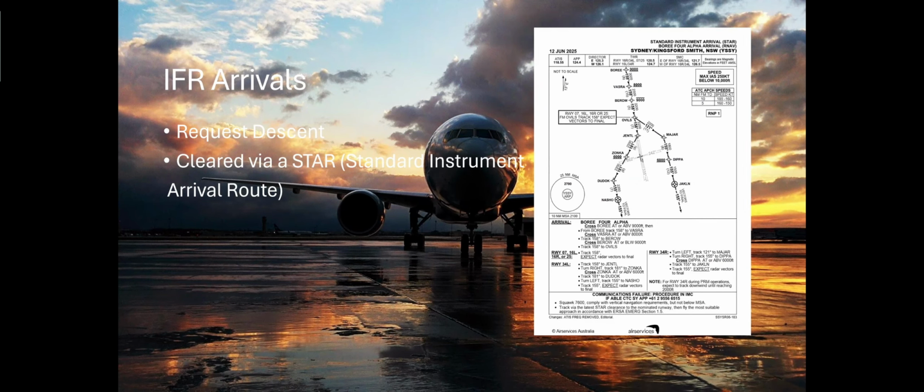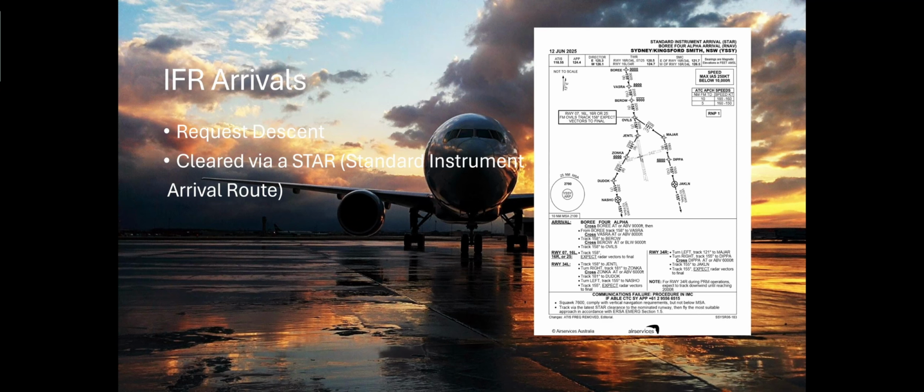Okay, so now we move on to IFR arrivals. By this point, you're still with en route or centre. You can request descent, although most air traffic controllers give you descent before your top of descent. And they also clear you via a STAR, which stands for Standard Instrument Arrival Route. So it would go something like this.